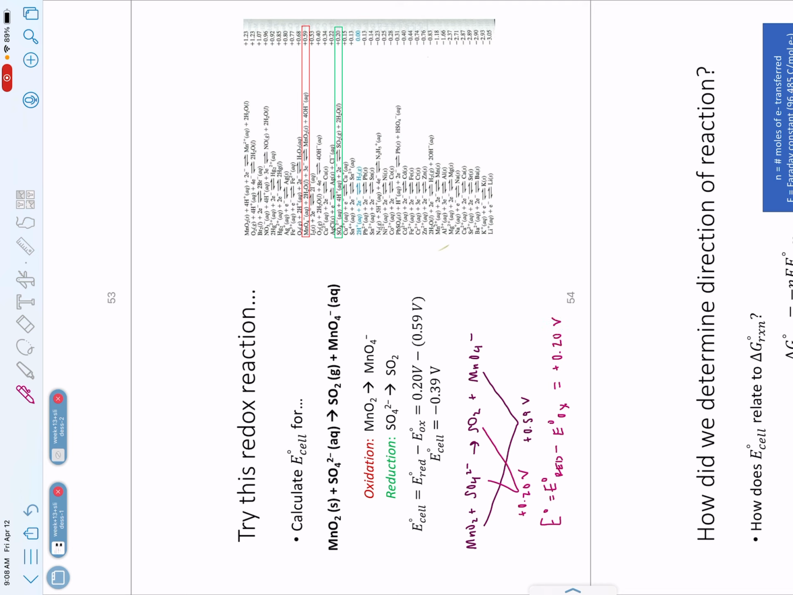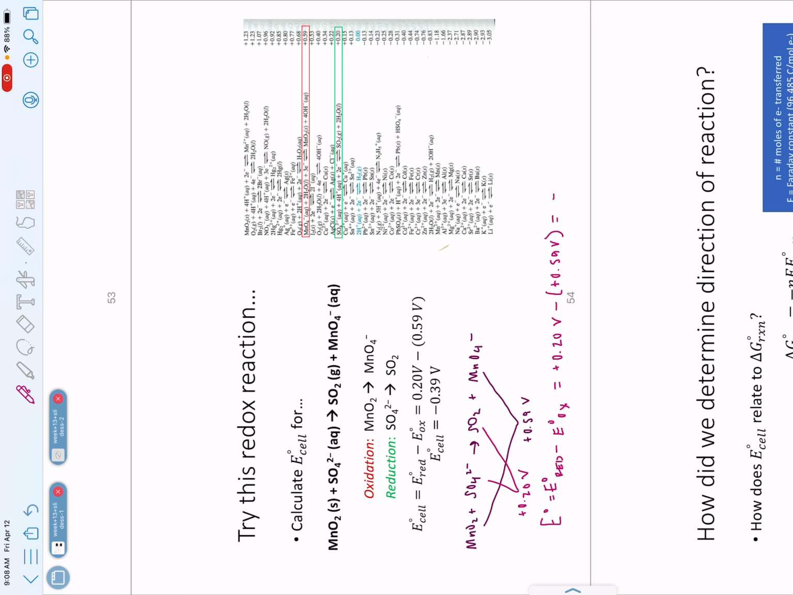My oxidation is manganese going from the +4 state to manganese going to the +7 state. That's my oxidation. So I'm going to subtract positive 0.59 volts here. I get a final value of 0.39 volts in the negative direction.